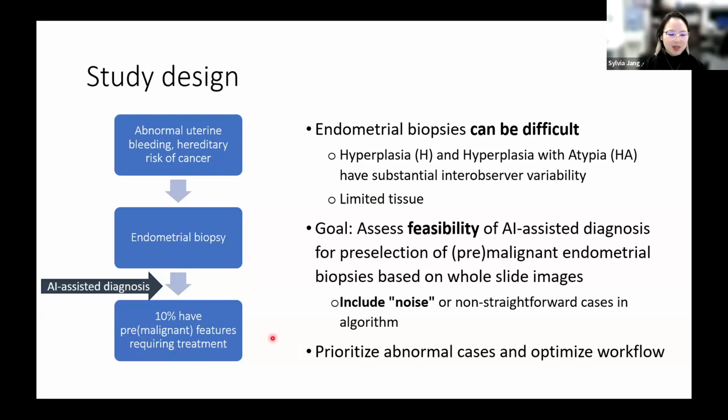Since only 10% of endometrial biopsies typically will have those pre-malignant features. What's also unique about this paper compared to other AI-designed algorithms is that they included non-straightforward cases in their learning set and test set to really reflect better the real clinical workflow.